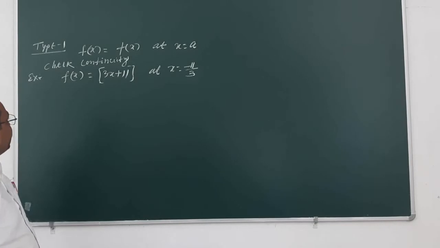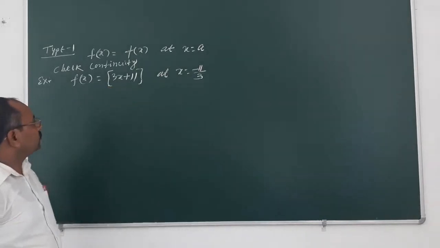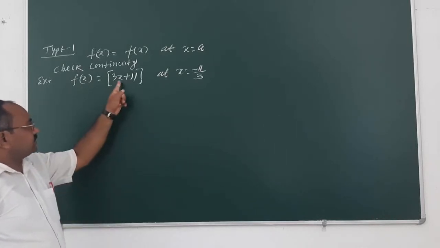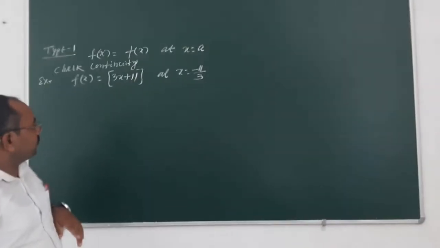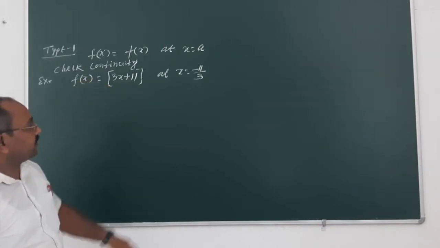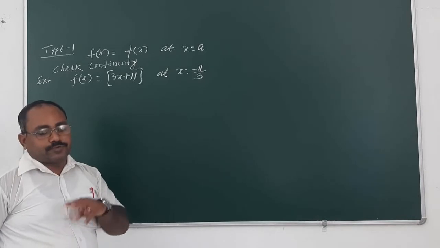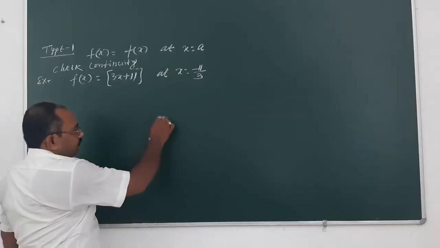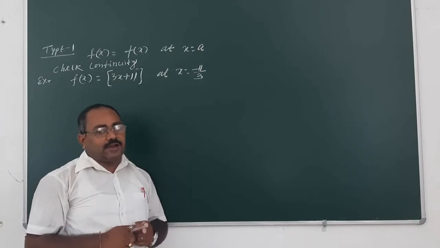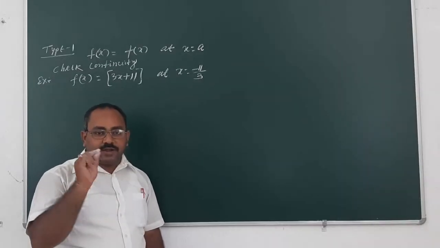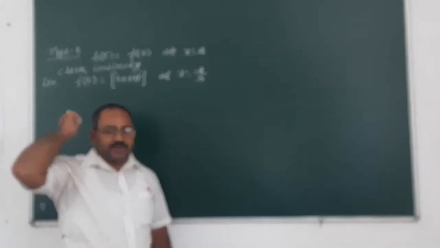Now some examples. Type 1. If f x equal to 5x at x equal to a, how to check continuity of this function? Look at this example. Suppose you have a function, bracket 3x plus 11, at x equal to minus 11 by 3. The bracket is the greatest integer function. You have to check whether this function is continuous or not at the point x equal to minus 11 by 3. For continuity of a function, we have to find three values. Number one, direct value. Number two, left hand limit. Number three, right hand limit. Functional value, left hand limit, right hand limit. If these three are equal, then we say this function is continuous. Otherwise, it is discontinuous.